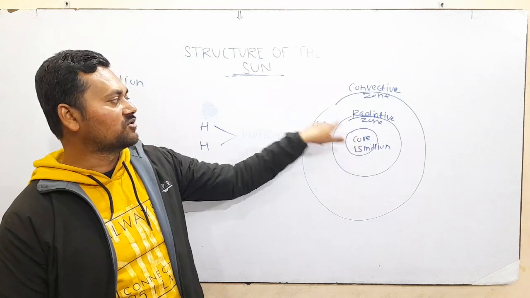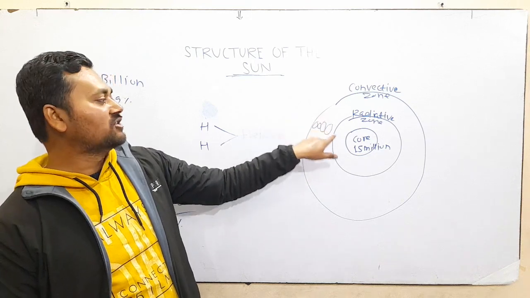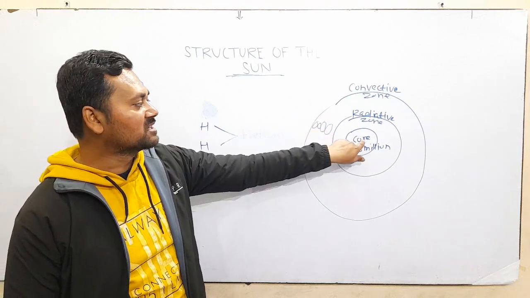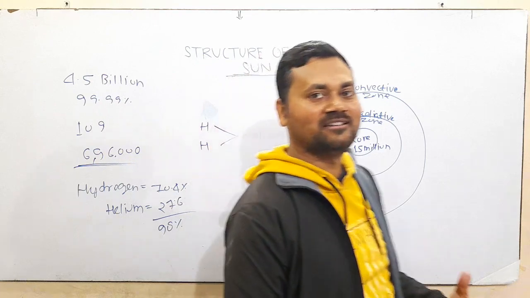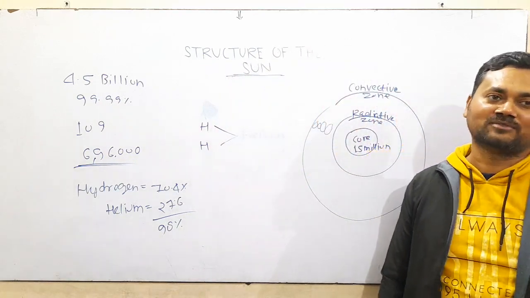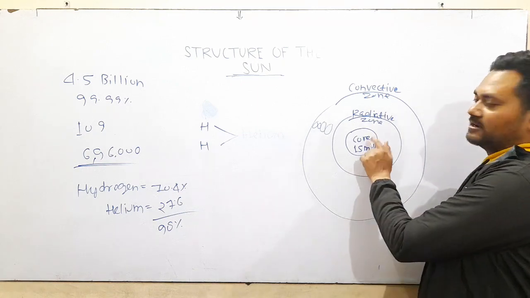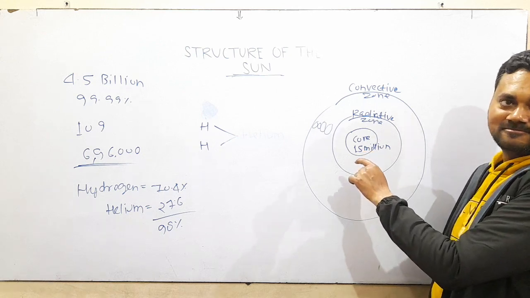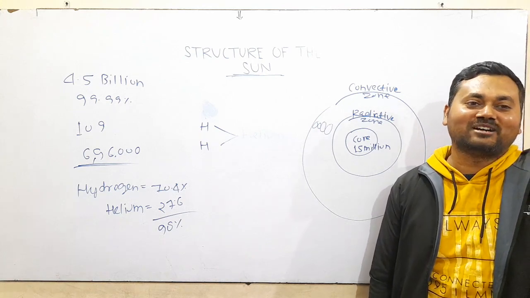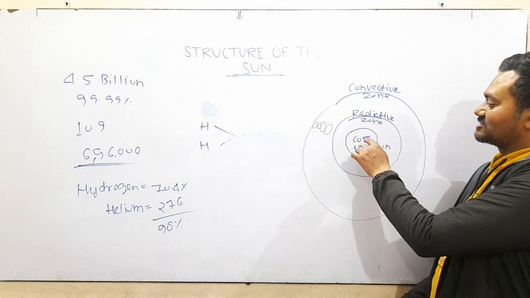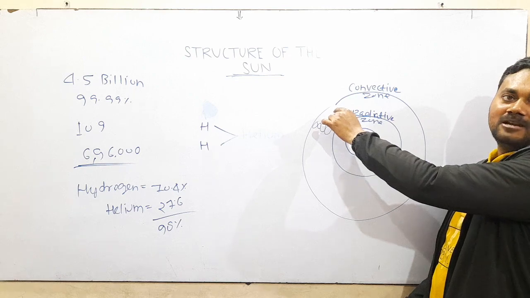Could you guess how much time is taken for the energy formed here to reach the convective zone or above this? 1 year, 2 years, 5 years, or 10 years? The answer is 1 million years. One million years is required for the energy formed in the core to reach the convective zone and beyond.